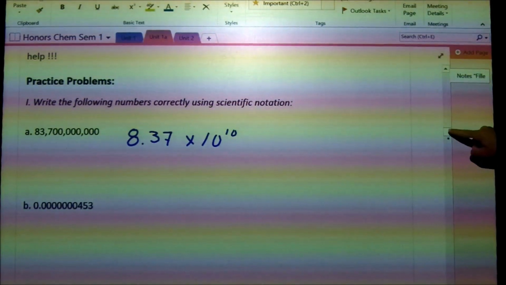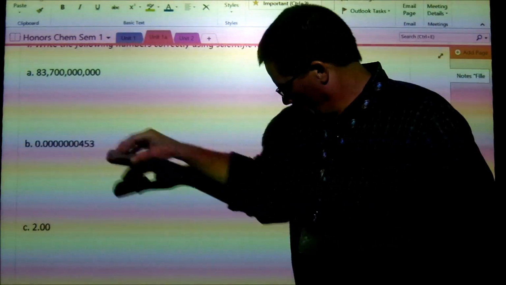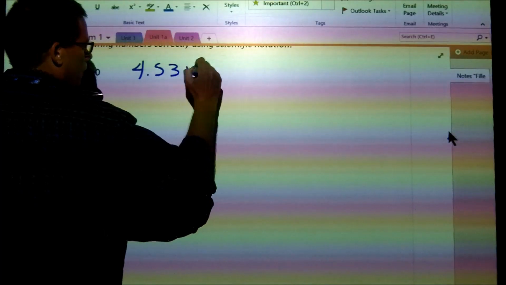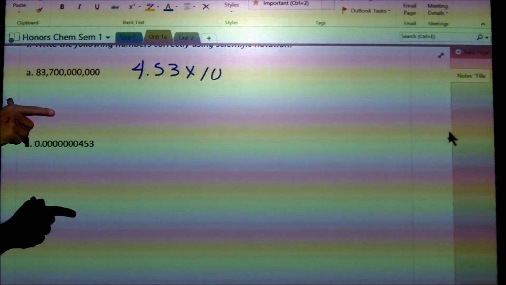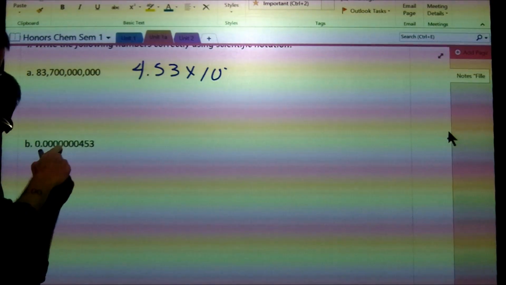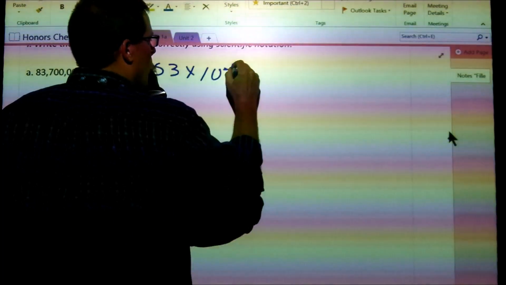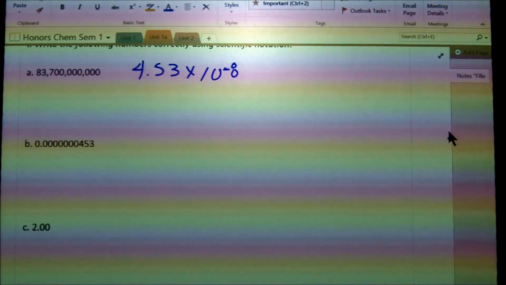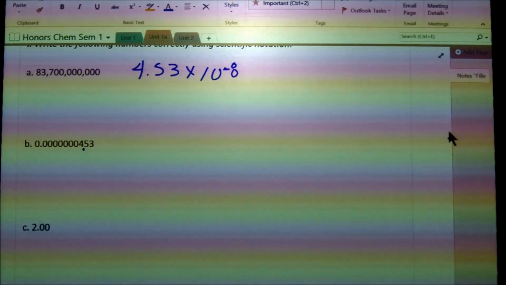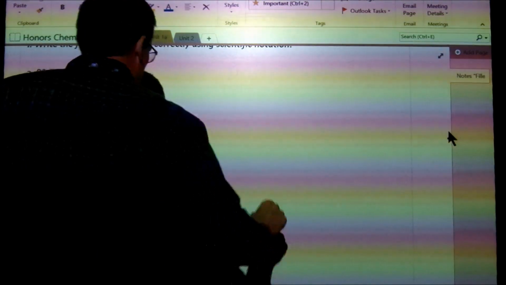Oh my goodness. Okay, how would I write B? What is it? 4.53 times 10 to the negative... Very good. Since we're going to the right, we're going to have a negative. So negative, 1, 2, 3, 4, 5, 6, 7, 8. Is that what I heard? Negative 8? Okay. So times 10 to the negative 8. Again, you're moving the decimal until it's just behind, or to the right of, the first number. All right.